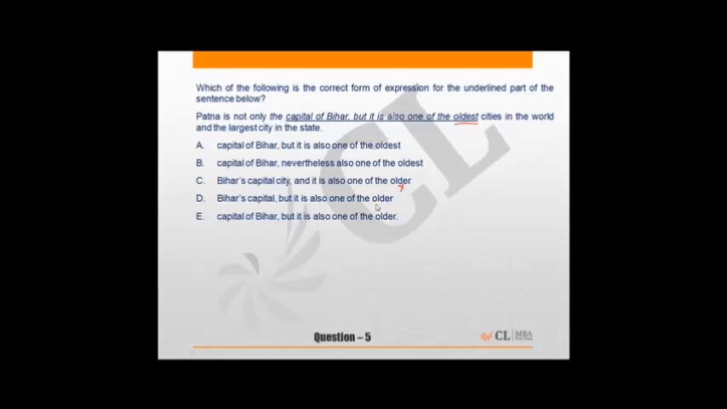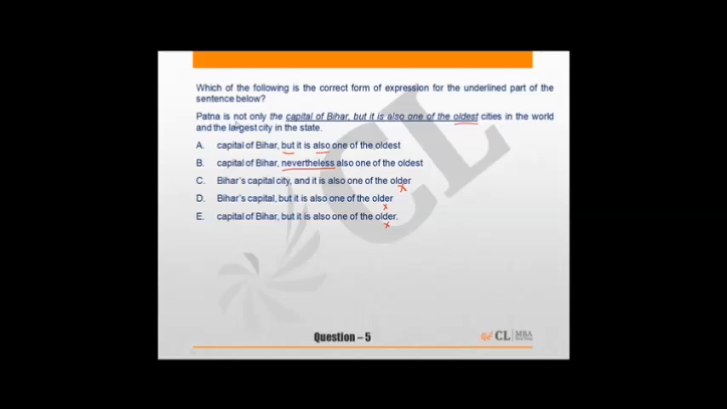This eliminates options C, D, and E, which use the comparative form of the adjective, which is older. Comparative forms of adjectives are used to compare two nouns or pronouns, two objects or subjects, but do not state that one is the best of all, or the oldest of all. One is the oldest of all, right? So now of options A and B, B uses the conjunction nevertheless, whereas A uses the conjunction but also.